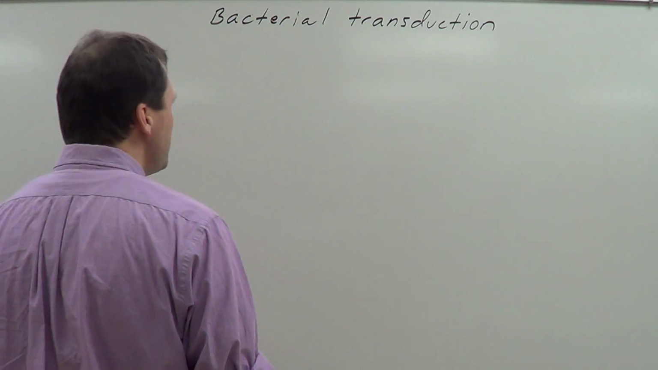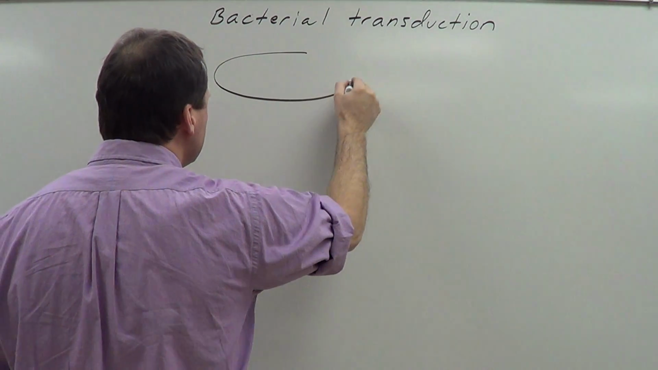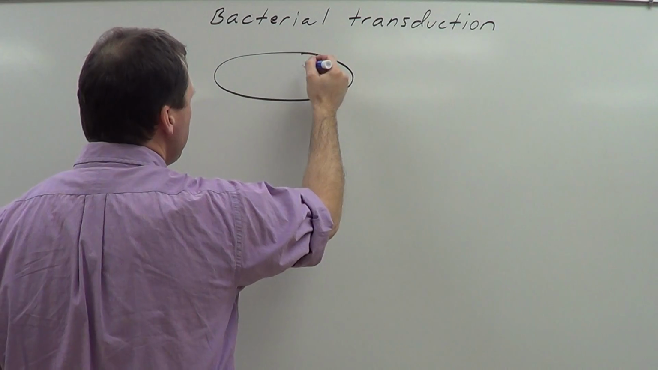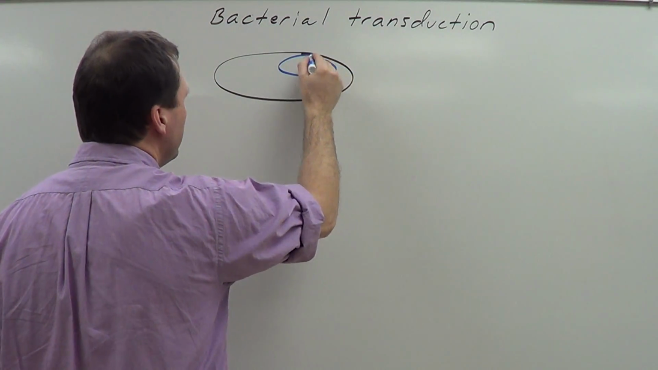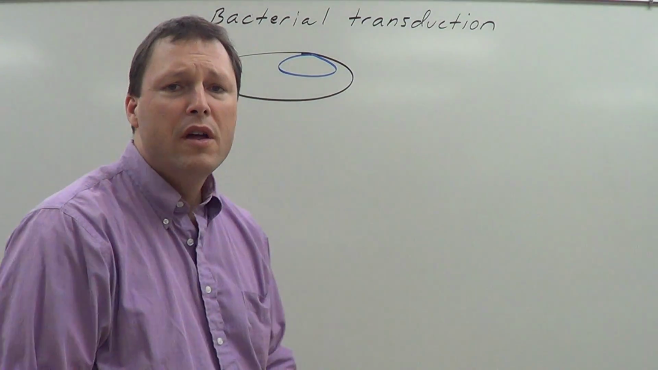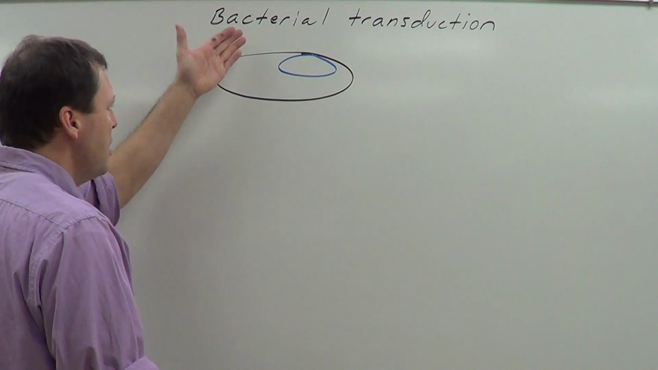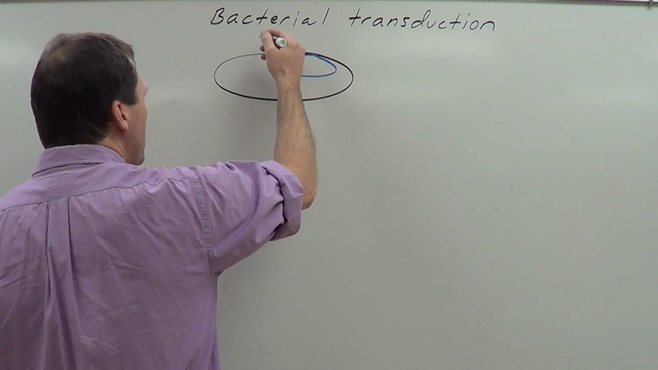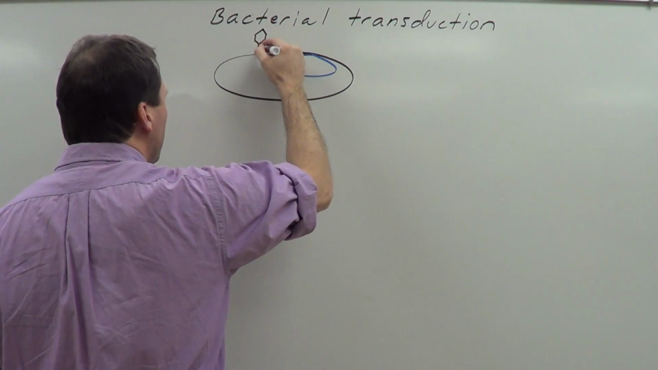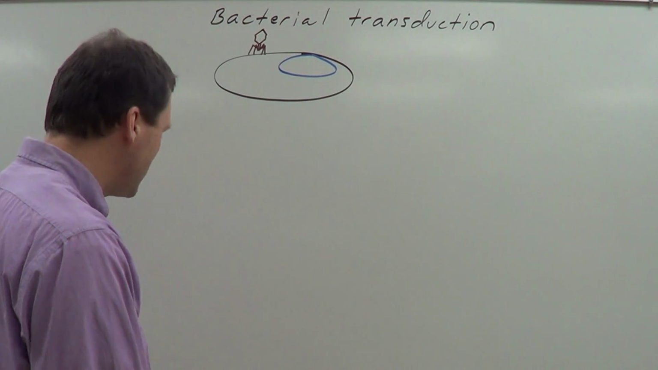Bacterial transduction is going to start with a bacteria. Let's go ahead and draw the chromosome of this bacteria. So there it is right there. And bacterial transduction is going to involve a bacteriophage, a virus that infects a bacteria. So I'm going to go ahead and draw that. There's my virus, my bacteriophage, and it's infecting the bacteria.